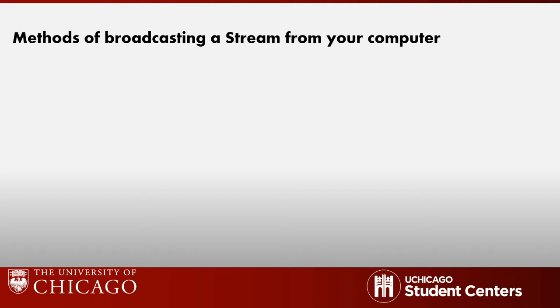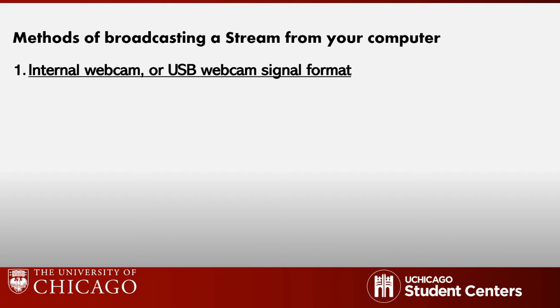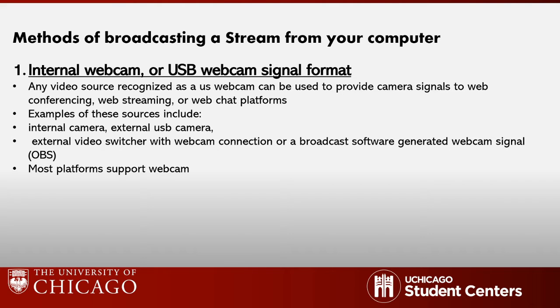Methods of broadcasting a stream from your computer. One of the first methods is through your internal webcam or USB webcam signal format. Any video source recognized as a USB webcam can be used to provide camera signals to web conferencing, web streaming, or web chat platforms. Examples of these sources include an internal camera, an external USB camera, an external video switcher with webcam connection, or a broadcast software-generated webcam signal, such as OBS. Most platforms support webcam.